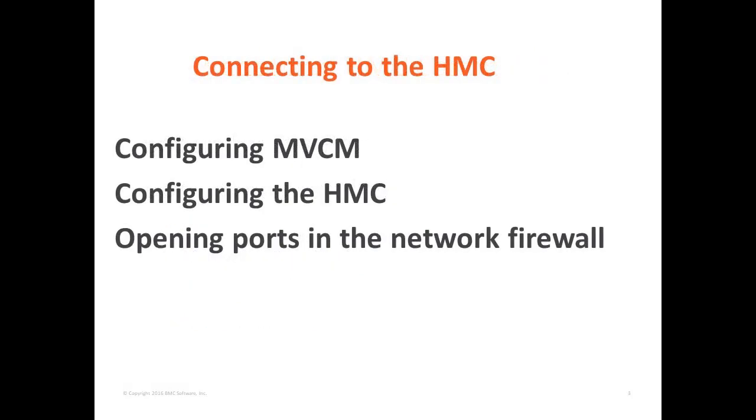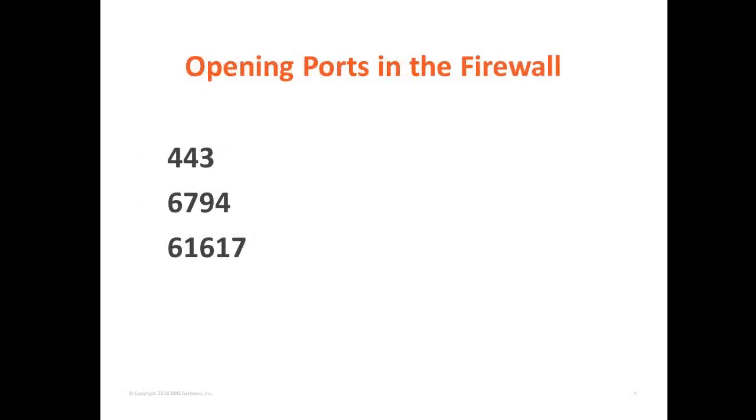There are three areas of focus. Configuration must be done on the MainView console management side to specify the targeted HMC. Also, any HMC which we wish to bring in must be set up to allow our connection from MVCM. And finally, there's the network, specifically any firewall between the HMC and the MVCM server. So let's start on the network. These ports must be open in the firewall.